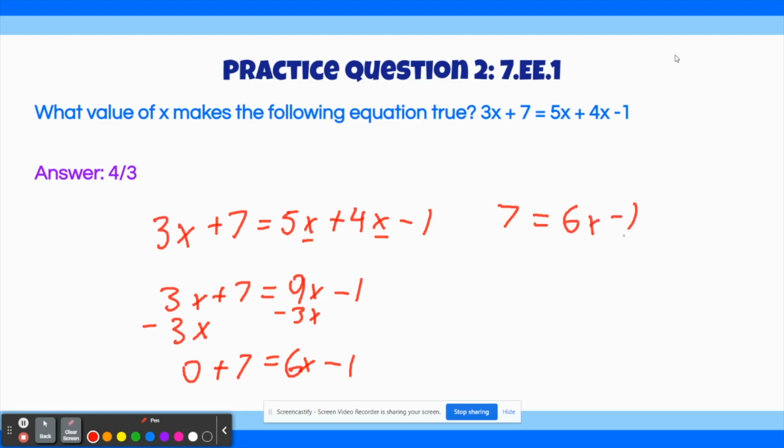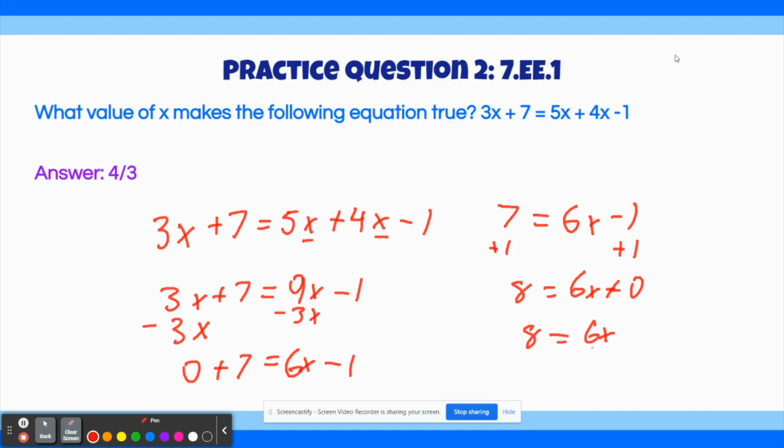So now we need to do the same thing to the non-x, so just the normal units. So we need to cancel out the negative 1 on this side. We need to do plus 1 to both sides. So plus 1, that would make this side 0, and then plus 1 on this side. So 7 plus 1 is 8, equals 6x plus 0, because negative 1 plus 1 is 0. And then we could just get rid of the 0. We'd have 8 equals 6x. And now things could get a little bit tricky, but the 6 is multiplied with the x.